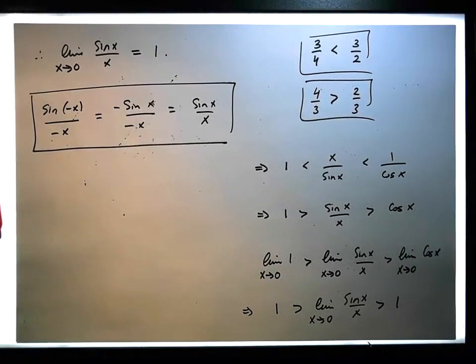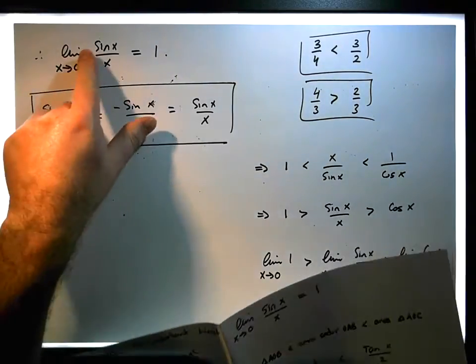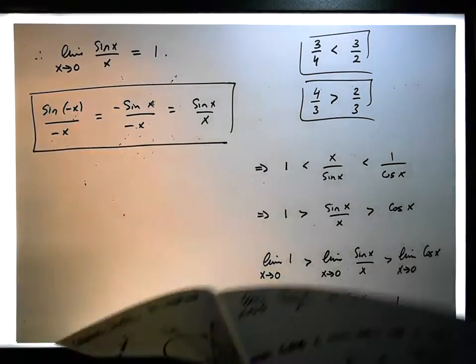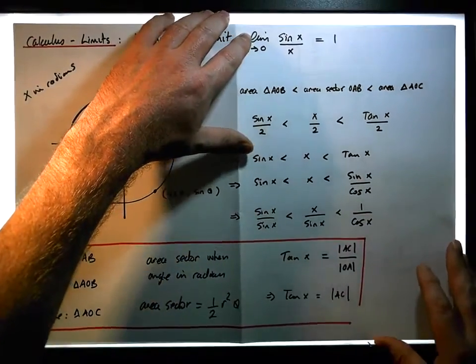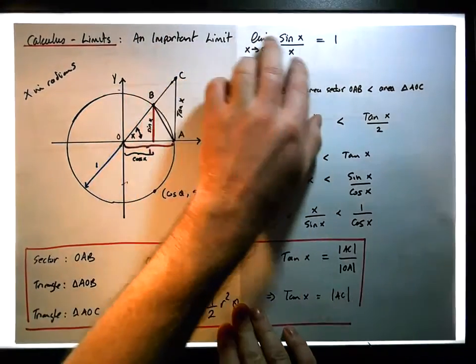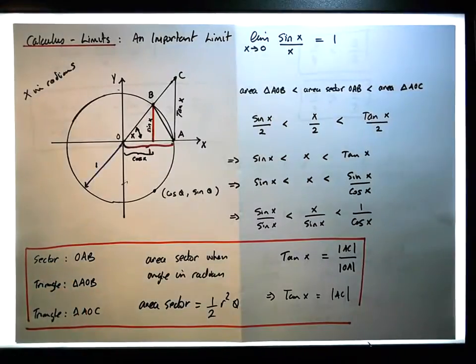But effectively, what we've done here is just shown, where did I throw that page? Here it is. We've just shown that the limit of sine x over x as x tends to 0 is equal to 1. Keep an eye on this limit, because it's a very, very important limit for us, and it's going to pop up so many times in future derivations that we're going to do.